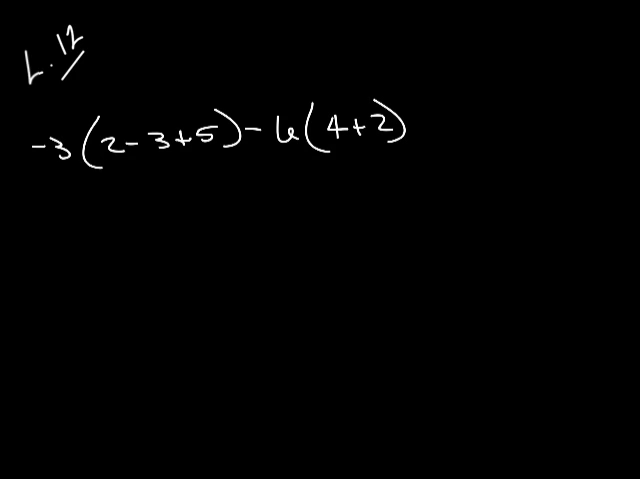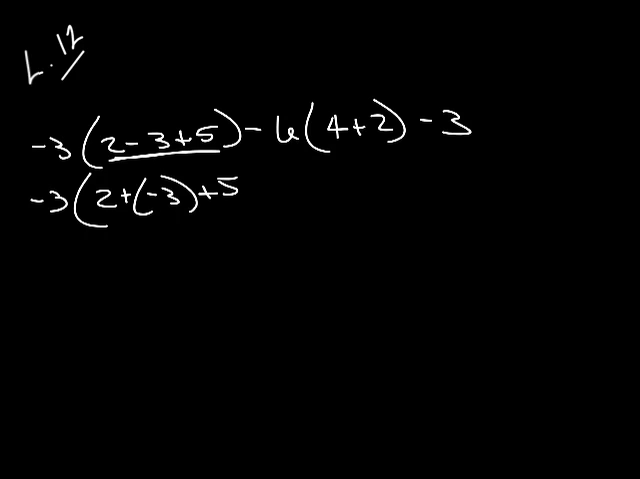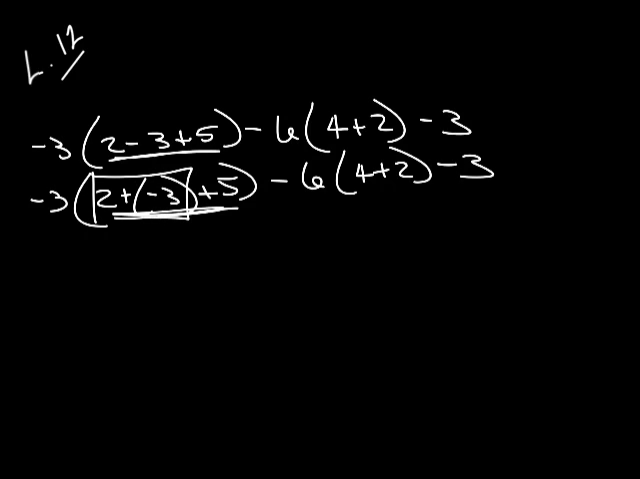Okay, so another example would be negative 3 times (2 minus 3) plus 5 minus 6 times (4 plus 2) minus 3. So negative 3. Got these three together. So 2 minus 3 is the same as 2 plus negative 3. And I'm just going to rewrite everything. Okay, this right here, 2 plus negative 3. Signs are different, so we take the difference.